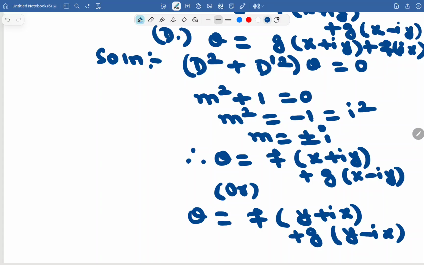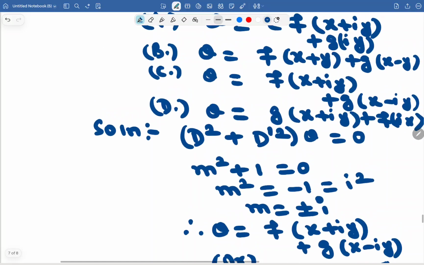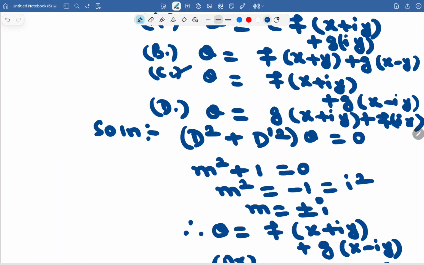In this problem, it is given in the form of theta equal to f of x plus iy plus g of x minus iy. For this problem, option C is the correct one.